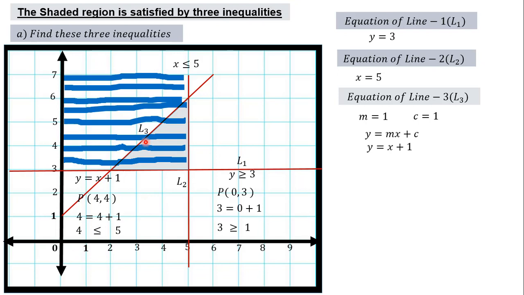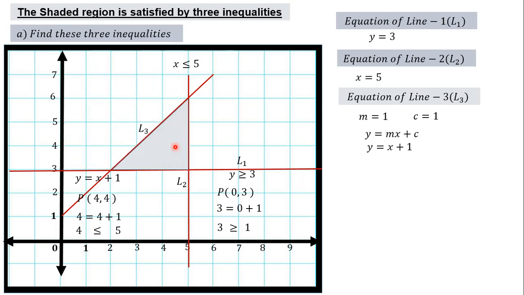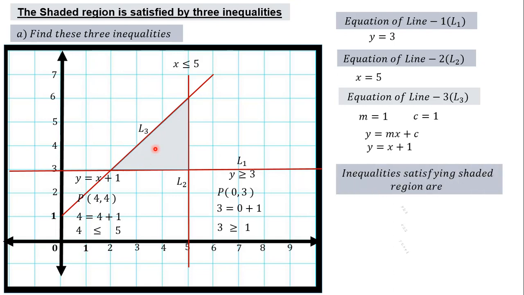So students, the three inequalities that you have to come up with for this region are: number 1, y should be greater than or equal to 3, number 2, x should be less than or equal to 5, and number 3, your other region must be below this line, which is this one. So these are the three inequalities that are satisfying this shaded region given in your figure.